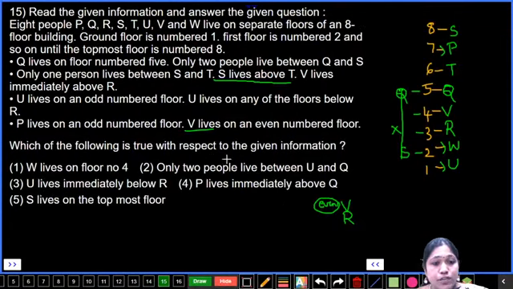Which of the following is true with respect to the given information? W lives on floor number 4, false. Only 2 people live between U and Q, which is false. U lives immediately below R, this is also false. P lives immediately above Q, this is also false. Answer 5th option. S lives on topmost floor, 5th option is true.